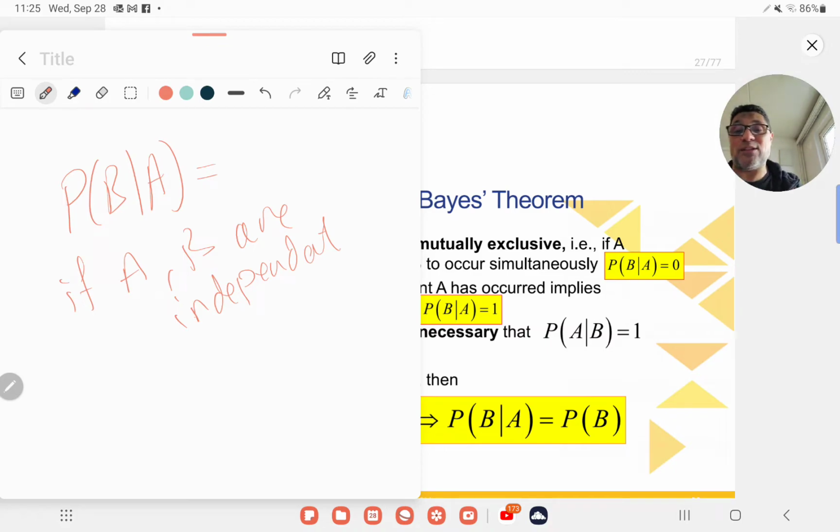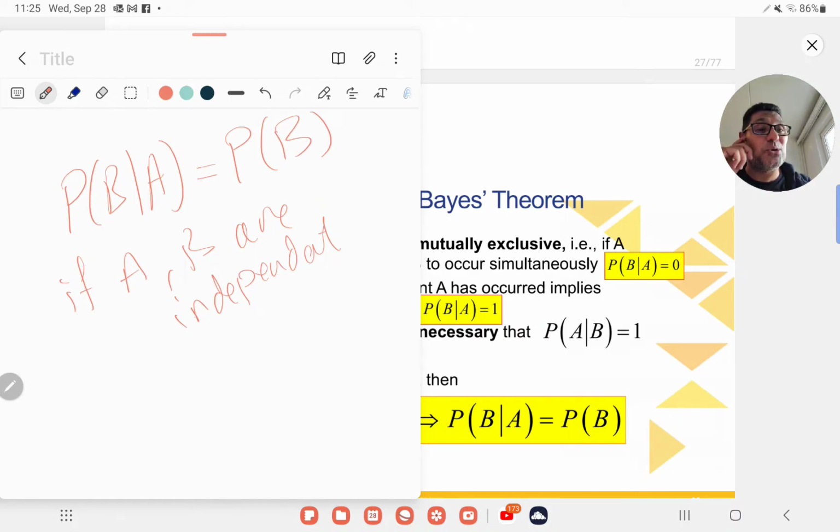It cannot be zero if A and B are independent. If A and B are independent, the probability of B given A must be the probability of B, because it doesn't matter whether A has occurred or not. Our uncertainty, or our belief in B, will not change. So the probability of B given A is the same as the probability of B if A and B are independent. Okay, remember this. This is important.